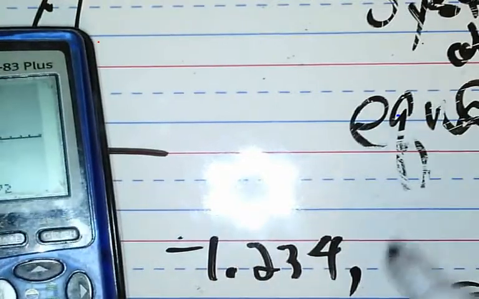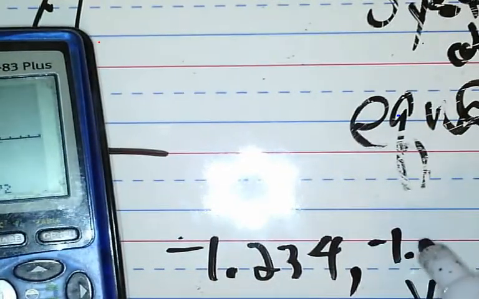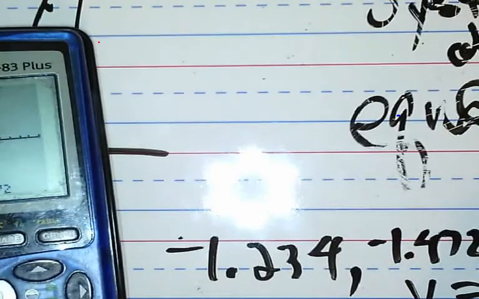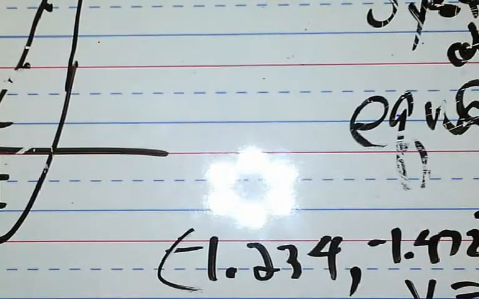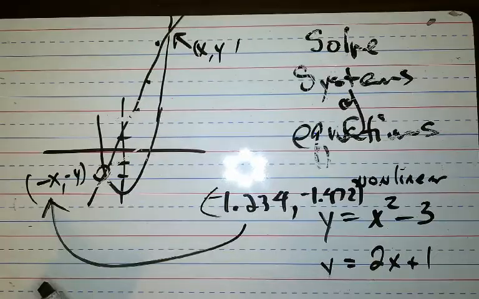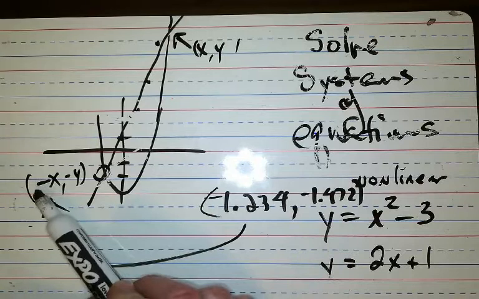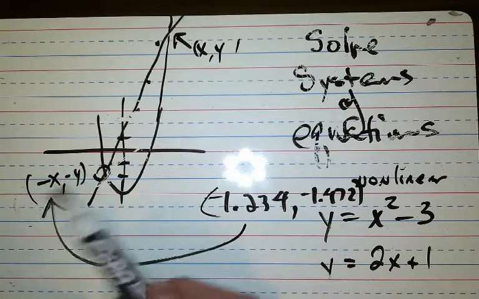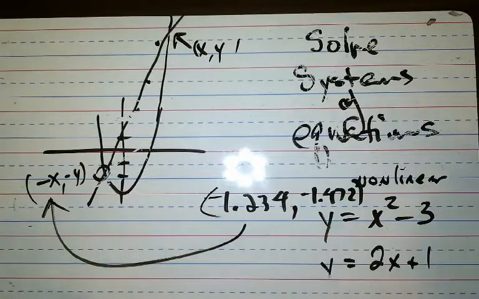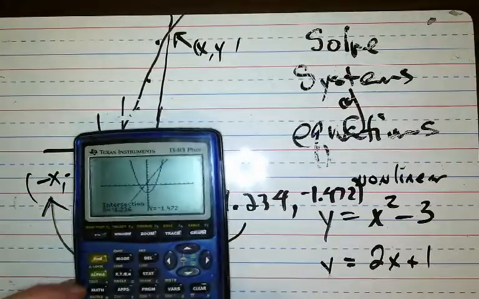And negative 1.472. So we said that we were going to have one negative and one positive. Well, we found this guy over here. We found that guy. Both of those are negative: negative 1.234 and negative 1.472. Hey, we got that. We know what that one is. Let's see if we can find this next one, huh?